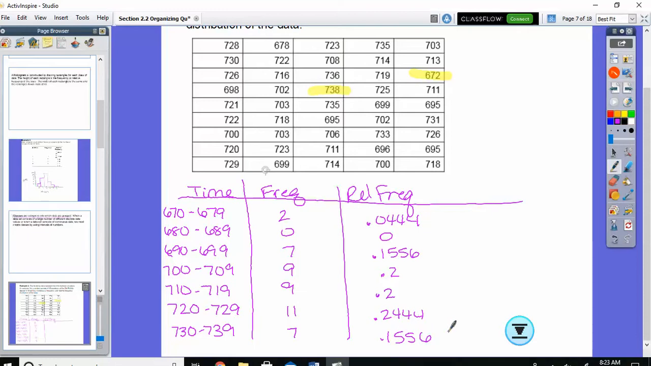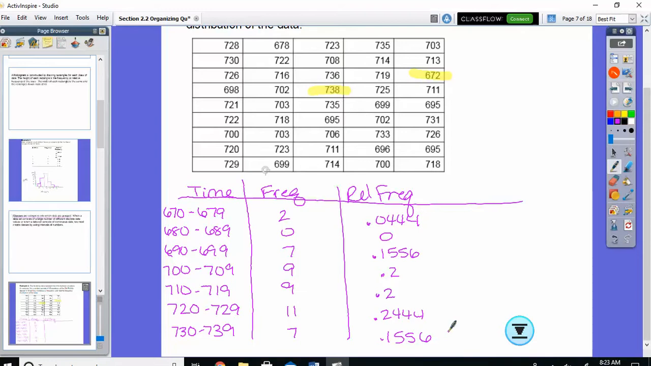If we've done it correctly, what should these relative frequencies add up to? 1. Okay, let's check that real quick. So mine added up to 1 exactly. Is it possible that it won't add up to exactly 1? Yes, due to rounding error, but it should be very, very close.